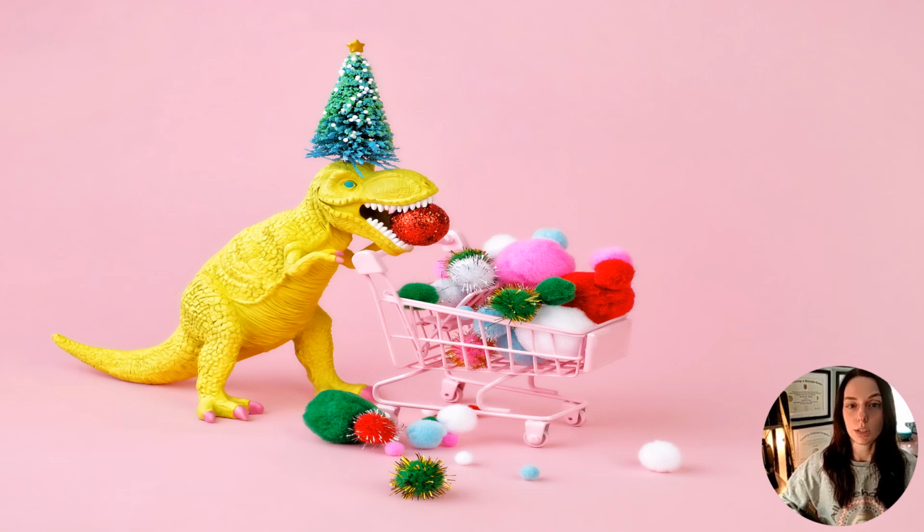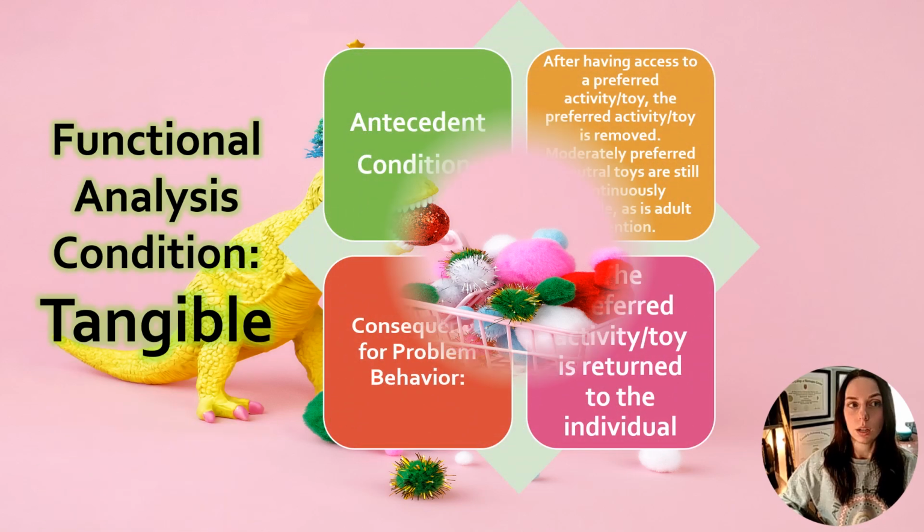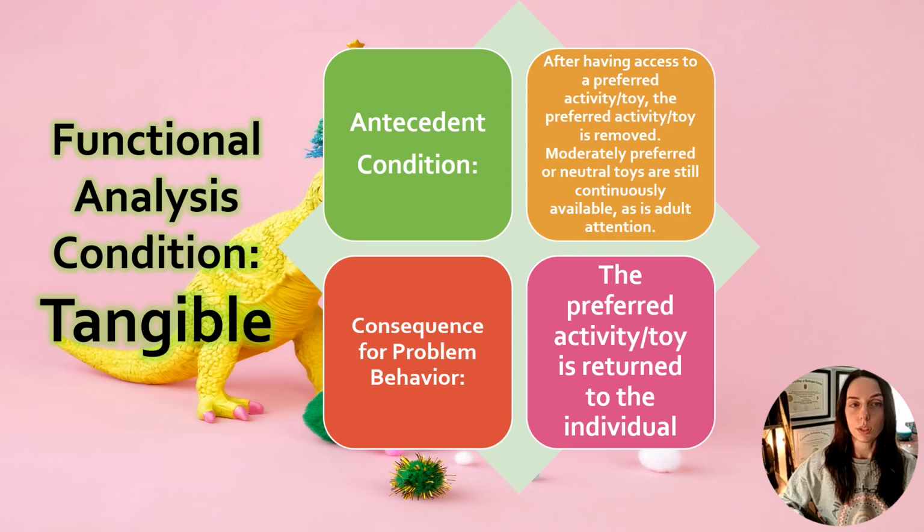The next condition is the tangible condition. Antecedents for this include the client having access to a preferred activity or a toy, and then the therapist will say something such as, "My turn with toy," and then take the toy that the client has access to. The consequence for a problem behavior occurring is going to be giving that toy back. So if the client comes up and hits, the RBT will then give the toy back. Behaviors under this condition are assumed to be maintained by access to tangibles.